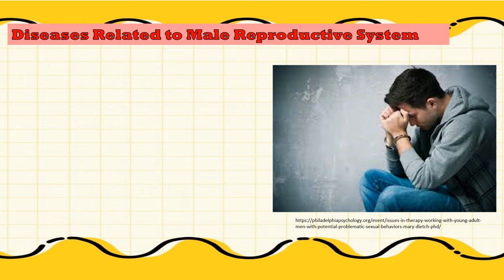Sometimes, diseases and disorders related to the male reproductive system develop. Here are some examples of those. First, we have prostate cancer, which is one of the most common types of cancer. When we say cancer, we are referring to the uncontrolled growth and division of cells.